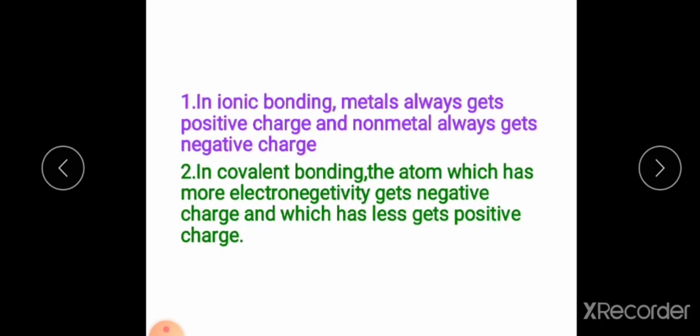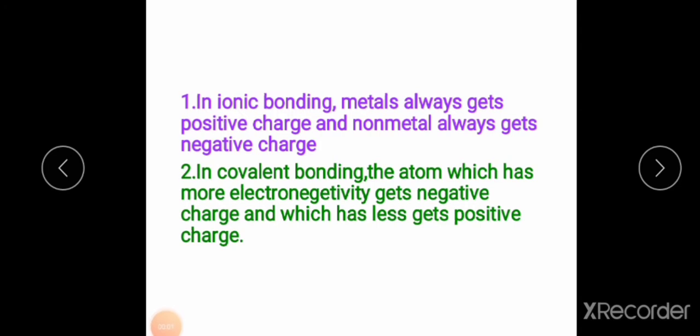So the first point related to oxidation number: in ionic bonding, metals always get a positive charge and non-metals always get a negative charge.